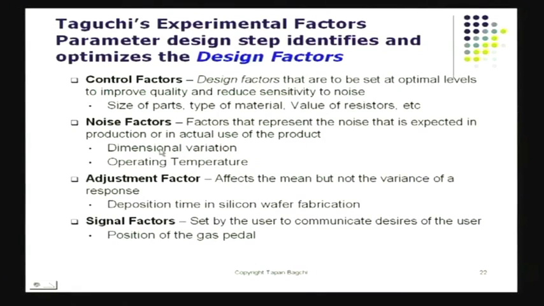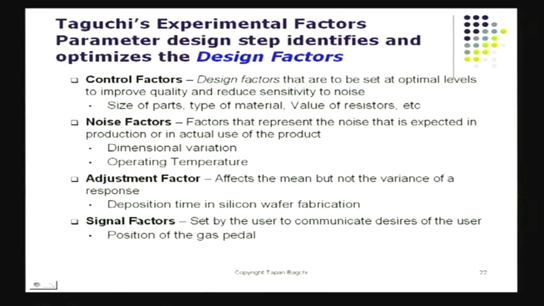Because I'm not going to be using this pen all the time in what we call ideal conditions. I'll be using it in perhaps a hostile environment, but it should retain its good performance. That's going to be a robust design. To do that, we've got to identify the control factors, the noise factors, the adjustment factors and what we call signal factors. These have to be identified.